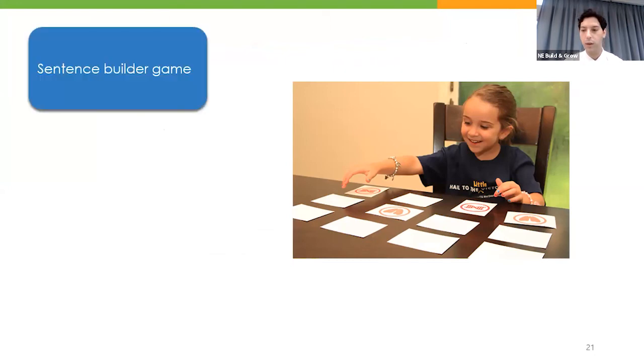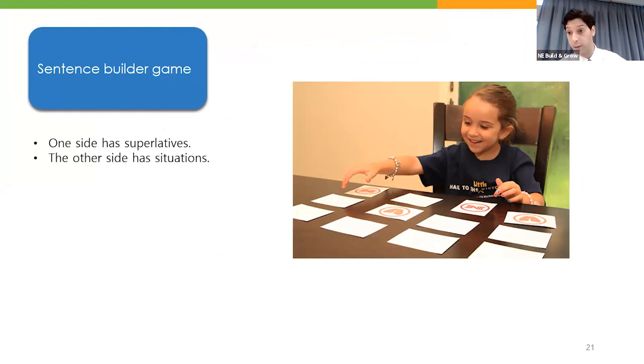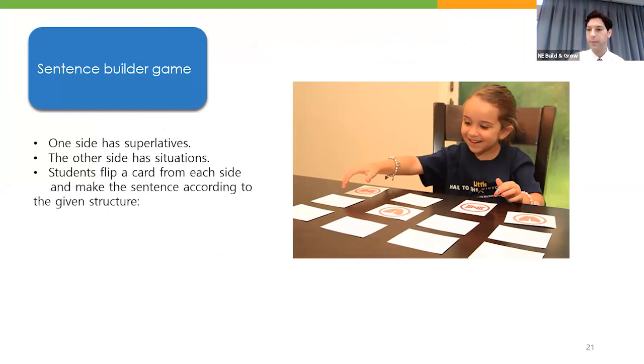All right, so how does it work? The sentence builder matching. All right, so on one side, you've got superlatives. On the other side, you've got the situations. And then what happens is students flip a card from each side, and then they make a sentence according to the given structure. Now, you can write the structure on the board, or you can just have them use it from memory. But the point is that they're going to be flipping the cards, and they're going to be making sentences.